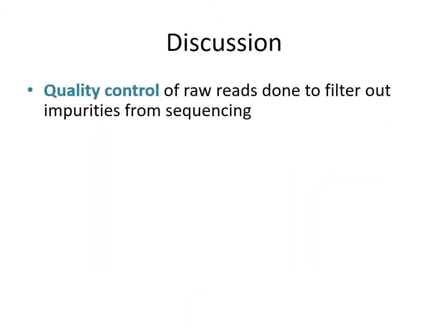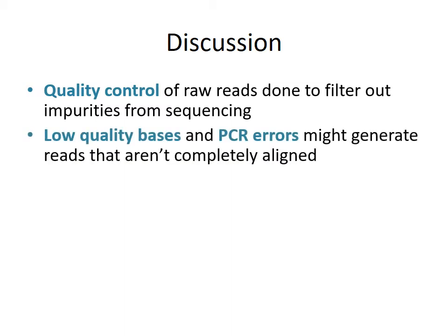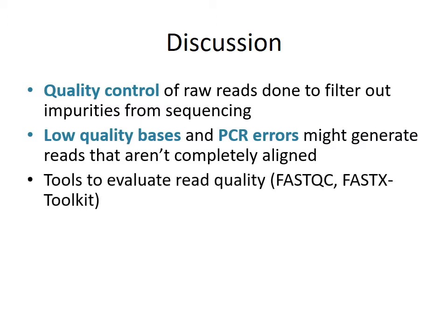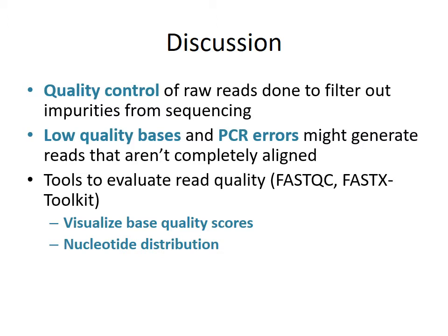Quality control of the raw reads is necessary to filter out any impurities from the sequencing process. Low quality bases and PCR errors might generate reads that aren't completely aligned. The tools used here to evaluate the read quality are FastQC and FastX toolkit, which are able to visualize base quality scores, nucleotide distribution, identify any contamination, and GC bias.